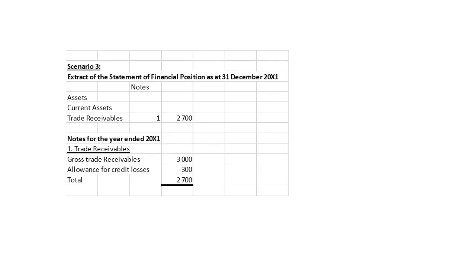Again, the final trade receivables amount will be the net amount that we'll show inside the statement of financial position, which in this case will be 2,700 Rand. This again will consist of the gross amount, which will be 3,000 Rand, and then again the final allowances for credit losses amount, which will be calculated at 10% of the closing gross trade receivables amount.